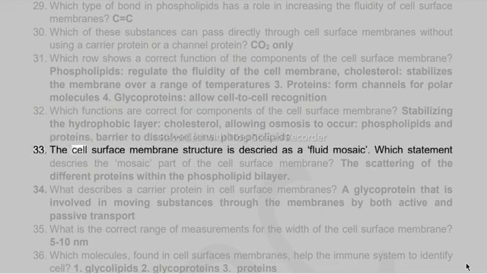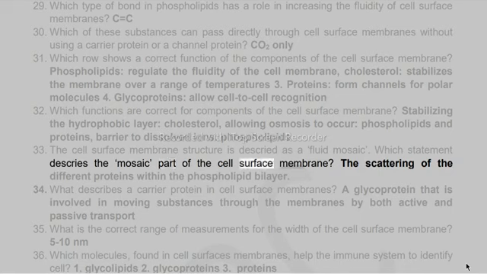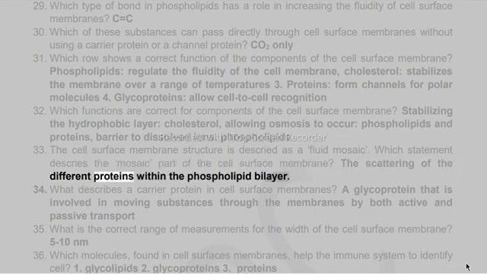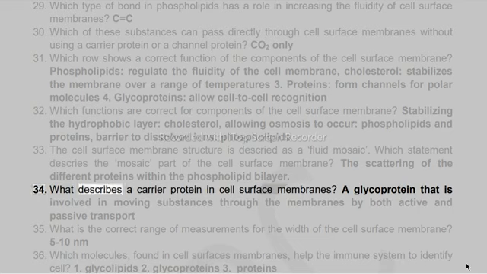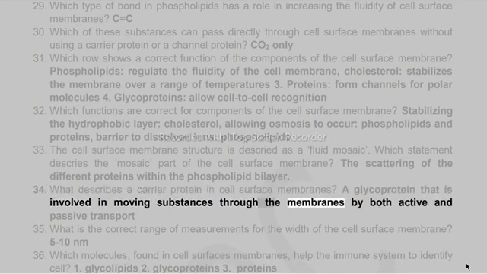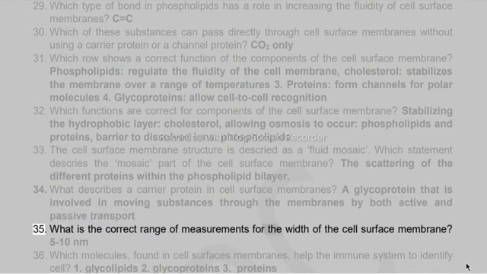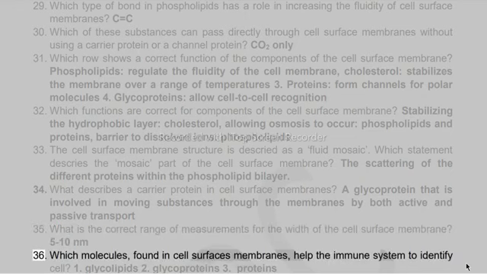33. The cell surface membrane structure is described as a fluid mosaic. Which statement describes the mosaic part of the cell surface membrane? The scattering of the different proteins within the phospholipid bilayer. 34. What describes a carrier protein in cell surface membranes? A glycoprotein that is involved in moving substances through the membranes by both active and passive transport. 35. What is the correct range of measurements for the width of the cell surface membrane? 5 to 10 nanometers.